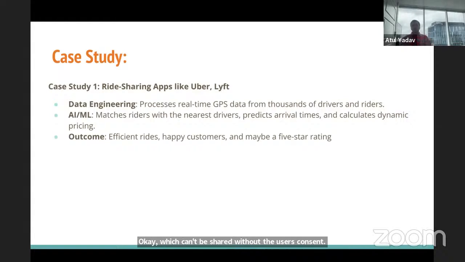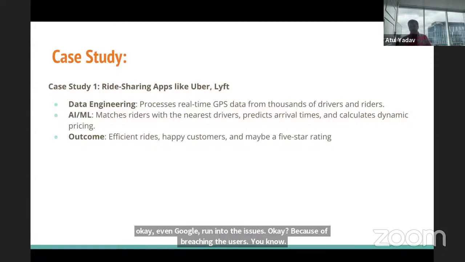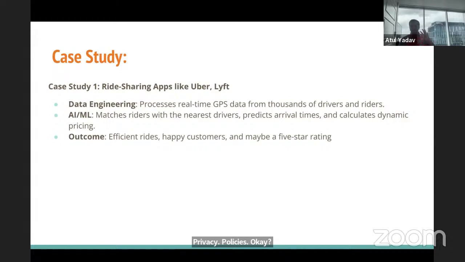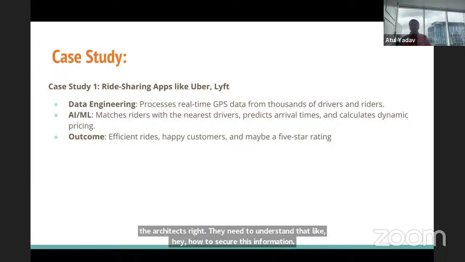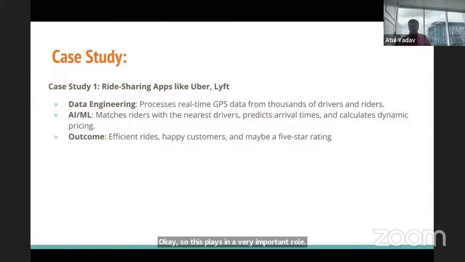If you have heard about Facebook running into an issue, TikTok running into an issue, even Google running into issues, it is because of breaching users' privacy policies. Okay, so these are the things which companies need to understand, or even the architects, right? They need to understand how to secure this information. Okay, so this plays a very important role in the ETL pipelines, or the data engineering pipelines, right?